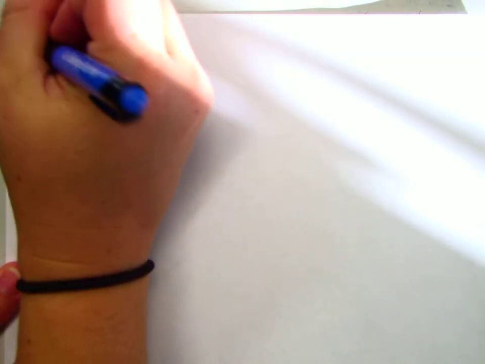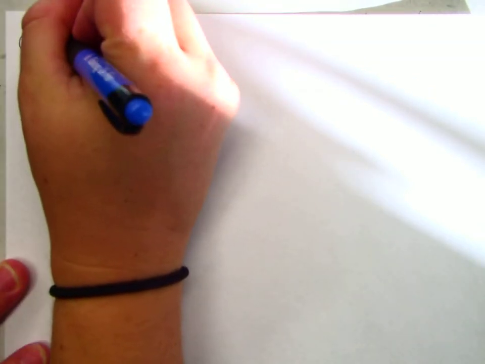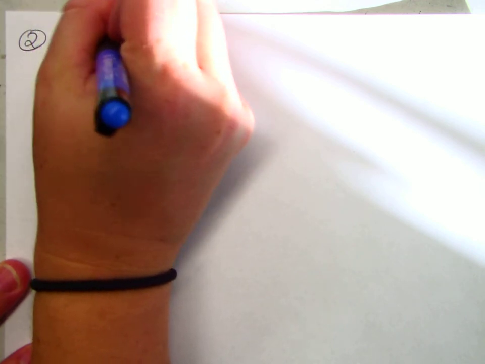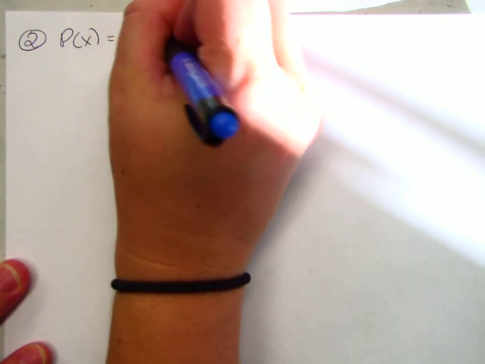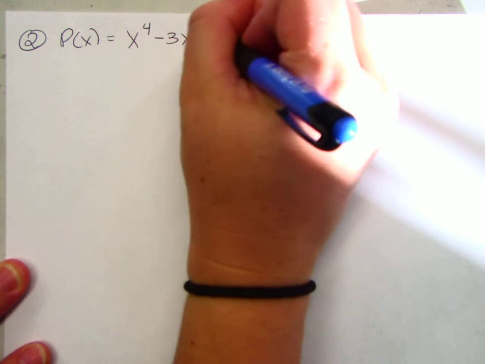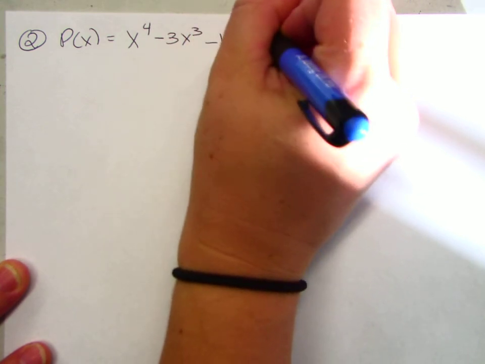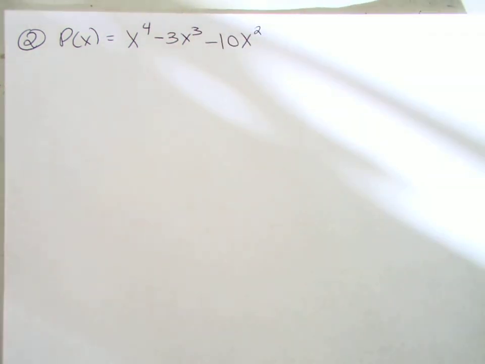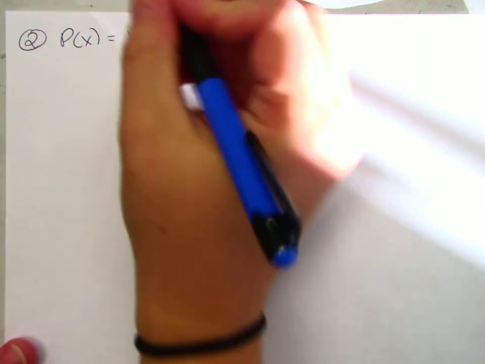Number 2. This is going to be a different type now. Let's call it p of x again. P of x equals x to the 4th minus 3x to the 3rd minus 10x squared. So this is a different type. How do you factor this? What do you see everywhere? X squared. We can do a GCF here. So I'm going to divide everything by x squared.